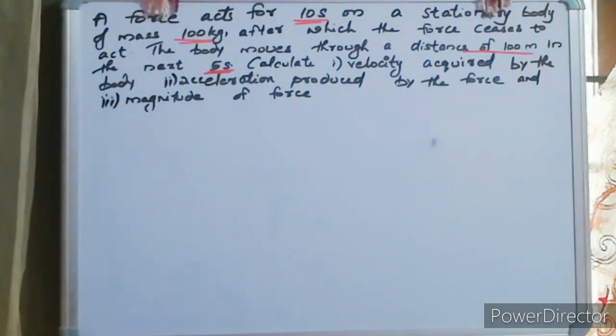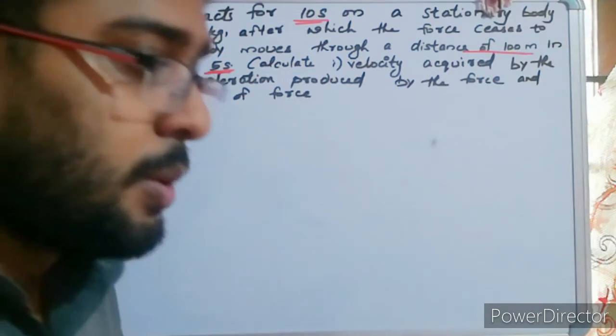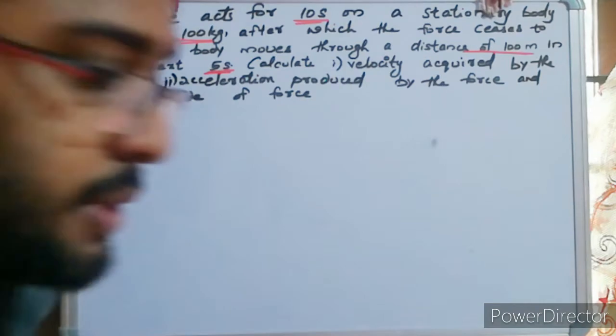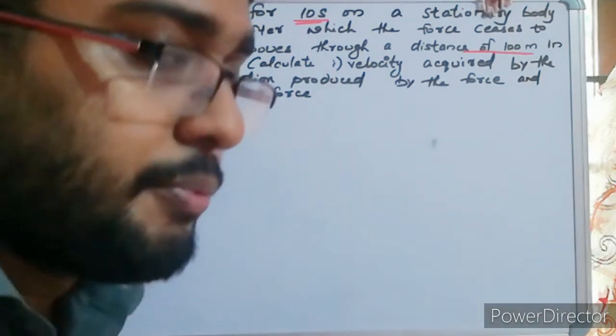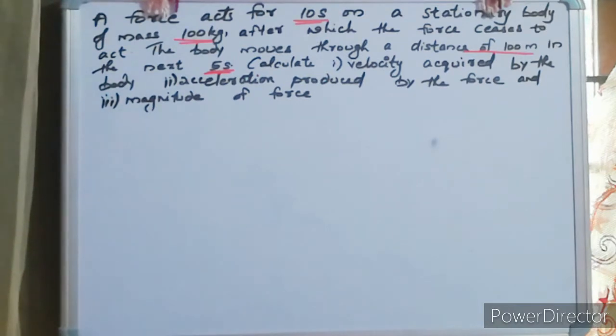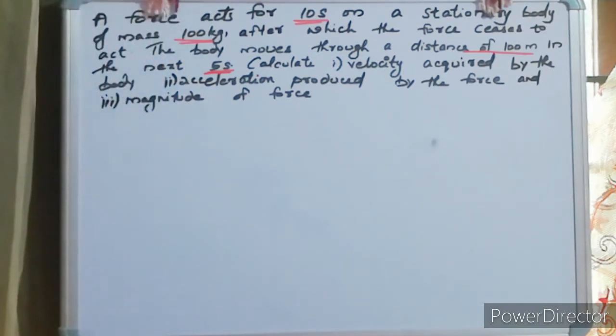kg. So think that there is a big rock which has a mass of 100 kg, and now you are applying a force. Think that you are pushing the rock and applying the force for 10 seconds. The rock is stationary and you are applying the force for 10 seconds, after which the force ceases to act. So your energy is getting less and less.